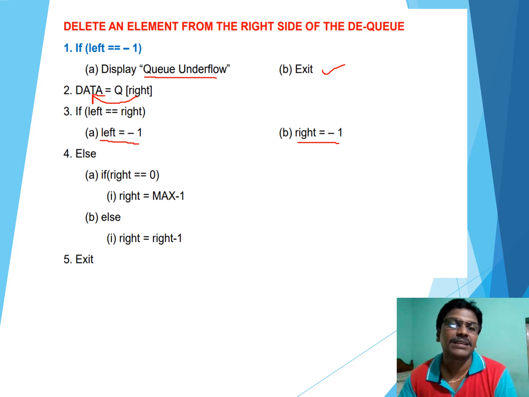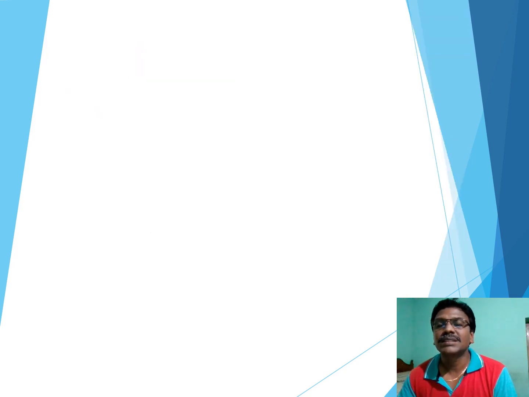Otherwise, else if right equals 0, simply assign size minus 1 to the right pointer, that is max minus 1, so right equals max minus 1. Else right equals right minus 1. Decrease the right pointer, then exit the delete right.